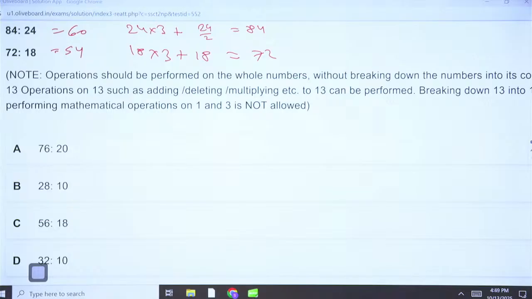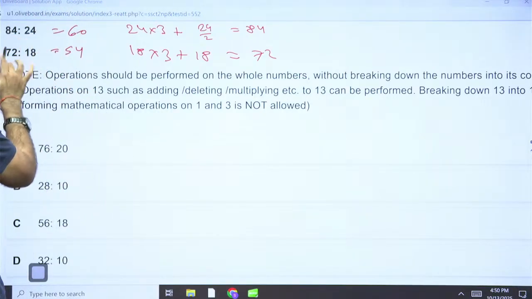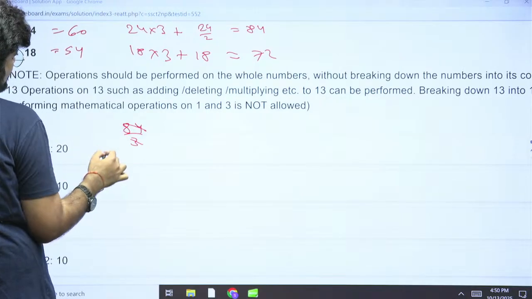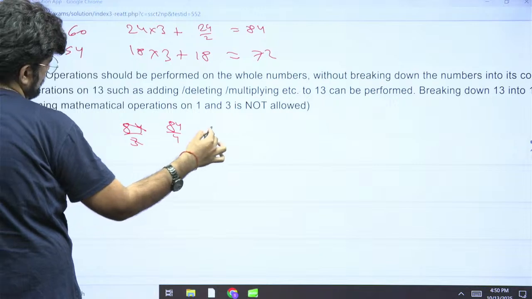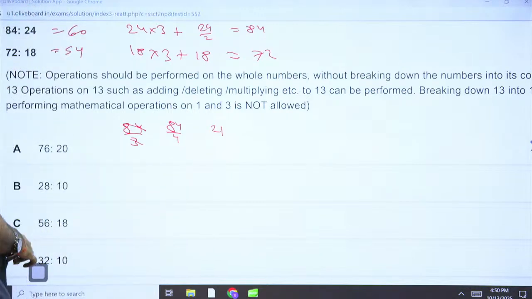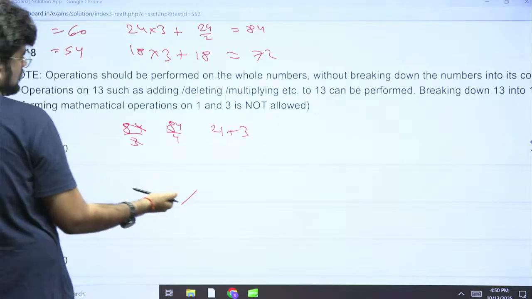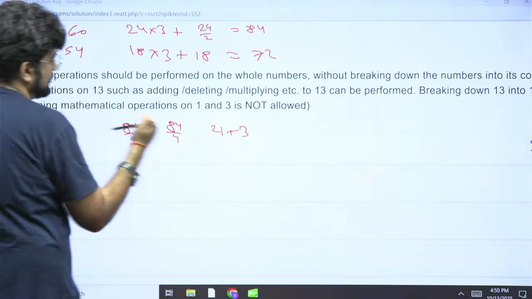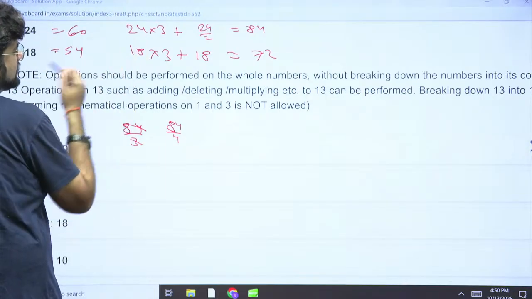Should we come from left to right? 8 plus 4 is 12, 7 plus 2 is 9. This is divisible by 3. So 84 by 3 if I do, or is it divisible by 4 also, no? 84 by 4 if I do, 21 plus 3, and 72 by 4 is 18 only. No, so that's not it. Divide by 3. Divide this by 3 is one and the same thing only we are doing, no?